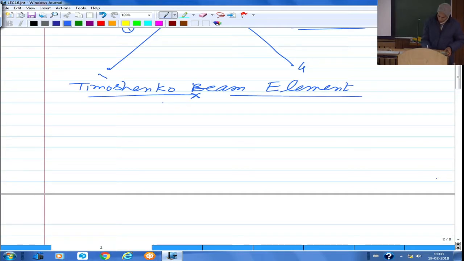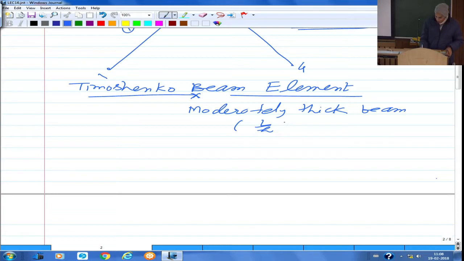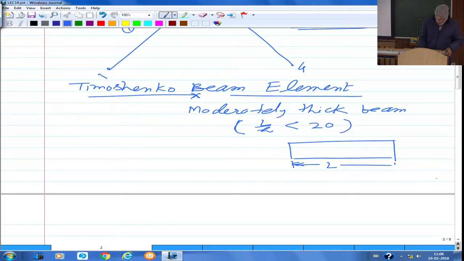Now here we are saying that the Timoshenko beam is basically a moderately thick beam, and this means that if your L by H is less than, say, 20, then you need to consider the Timoshenko beam element rather than the Euler-Bernoulli beam element, where L is the length. H is the representative dimension, it can be the diameter if it is a circular cross section. So if this is the total beam, the length is L and the representative cross-sectional dimension is H.